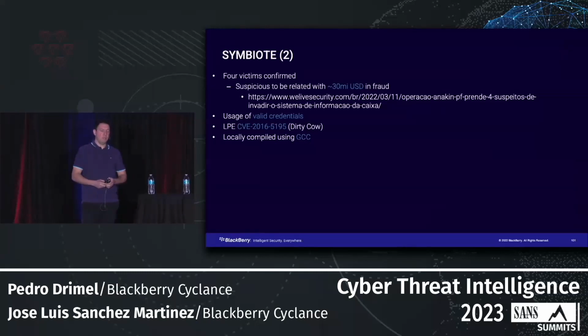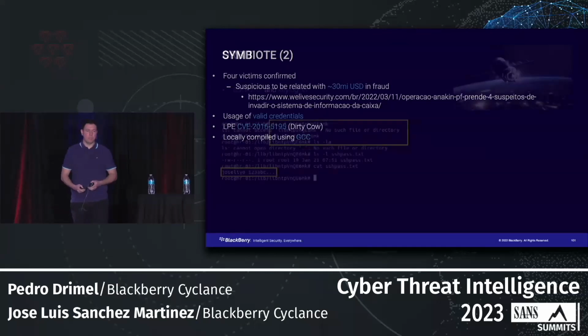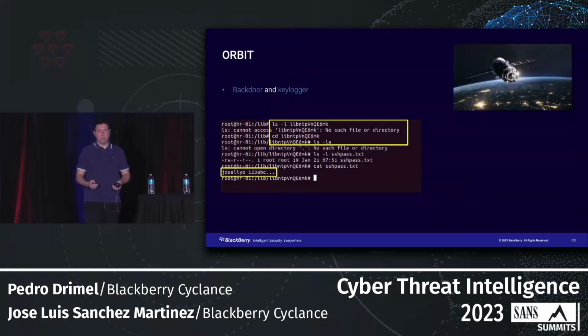But the attacker, with the domains they use, we believe it was a local threat actor. Moving on to Orbit, this was published by Intezer, and it has rootkit stealthy capabilities, the same as Symbiote, or very similar at least.